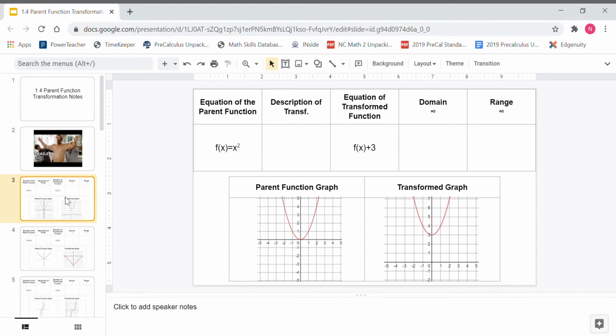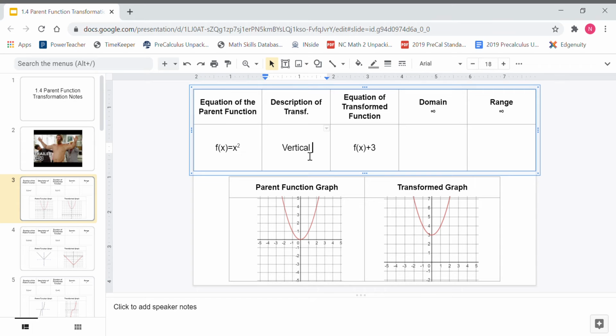If we look at slide 3, we are given some information about the graph and about the functions. Here, the original function is x squared, and the transformed function is f of x plus 3, which is the same thing as saying x squared plus 3. If you start with the parent function on the left, a regular parabola, on the right it shifts up 3. The description of the transformation is vertically translated up 3 units.